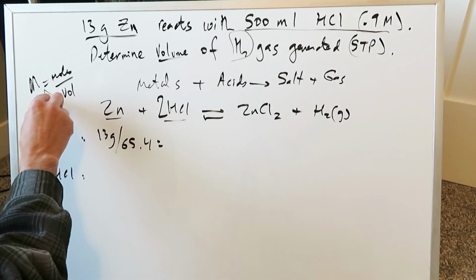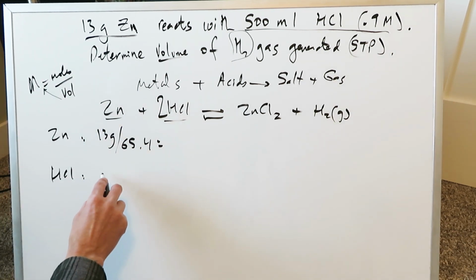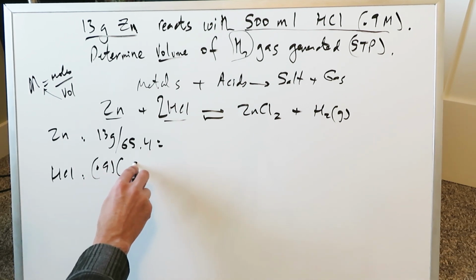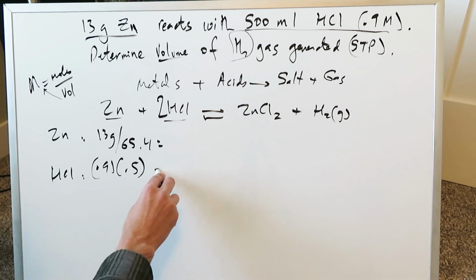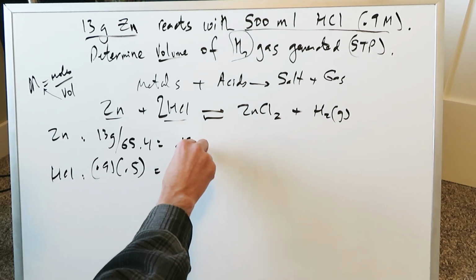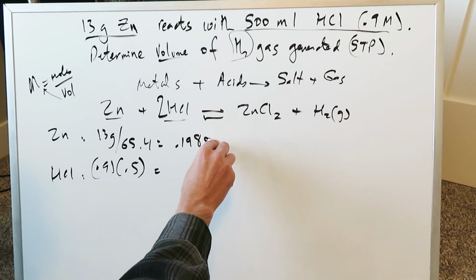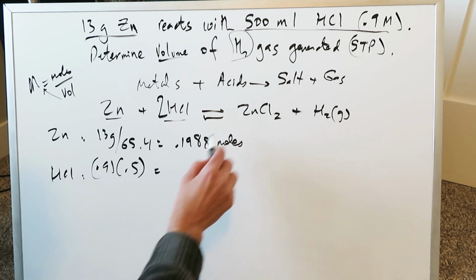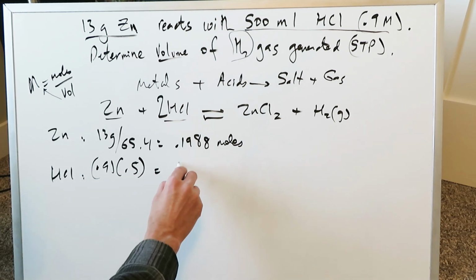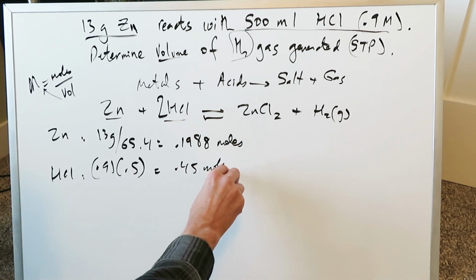Moles is equal to molarity times volume. Moles HCl is equal to molarity, which is 0.9 times your volume, 0.5 liters or 500 ml. Same. Now do the computation. 13 divided by 65.4. For zinc, I'm getting 0.1988 moles zinc. For this, 0.9 times 0.5, I'm getting 0.45 moles of HCl.